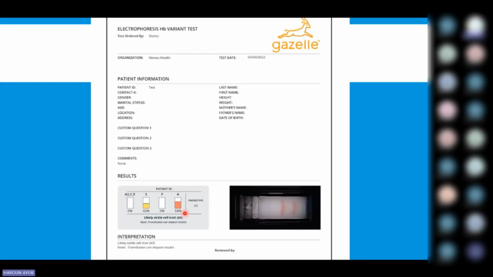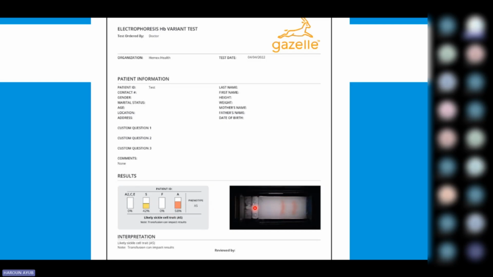So this is a sample of the report. You'll have the demographics of the patient, and then you'll have the results, and you'll also have a screenshot of that particular run so that you can clearly view the results. You'll find that usually the bands will separate depending on the condition of the patient.